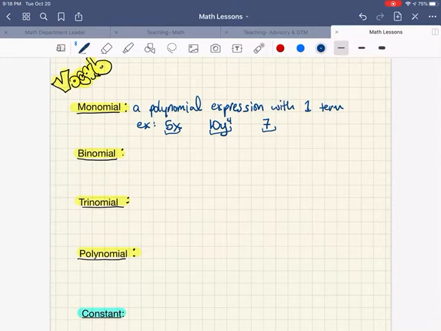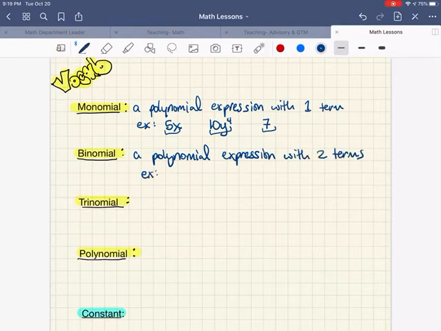Binomial. What do you know that starts with bi? You were thinking bicycle, right? I know you were. 2 wheels. Every word that starts with bi means two. So binomial is a polynomial expression with two terms. All of these vocab words and notes are going to be posted in Google Classroom, so don't forget to do that. So 3x plus 6. Notice that there is one term, two terms, and a plus sign in the middle. That's how you know it's two terms.